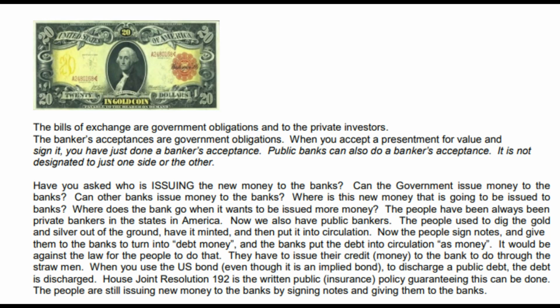So when you use the U.S. bond, even though it is an implied bond to discharge a public debt, the debt is discharged. House Joint Resolution, June 5th, 1933, House Joint Resolution 192, is the written public insurance policy guaranteeing that this can be done. The people are still issuing new money to the banks by signing notes and giving them to the banks.